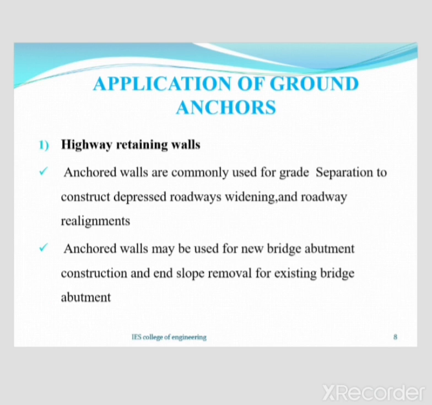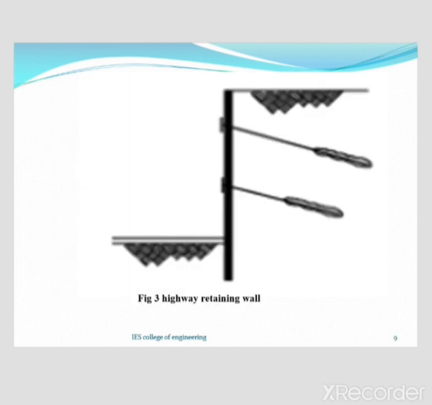Next we discuss applications of ground anchors. First one, highway retaining wall. The anchored walls are usually used for grade separation, to construct depressed roadways, and for roadway widening and realignment. The anchored walls may be used for new bridge abutment construction and end slope removal for existing bridge abutments. Shown in the figure, ground anchors used in a highway retaining wall.